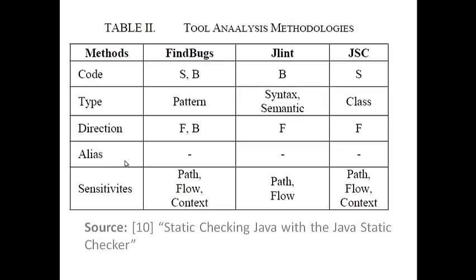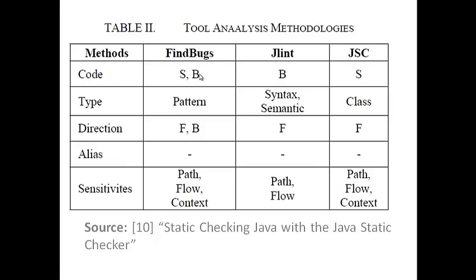Next, let's do a comparative study of different static analysis tools. The source for this comparison is taken from the Static Checking Java with the Java Static Checker conference paper. Here in the first row, we talk about the code that is analyzed. And basically, we are comparing three different tools: FindBugs, JLint and JSC, the Java Static Code Checker. So code, this talks about the code that is analyzed.